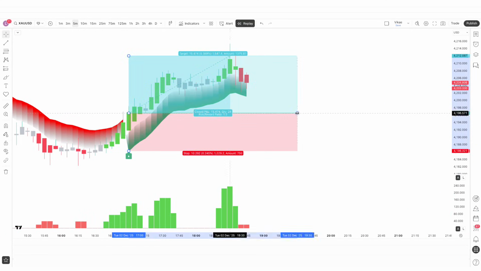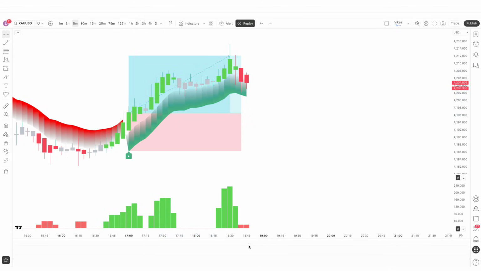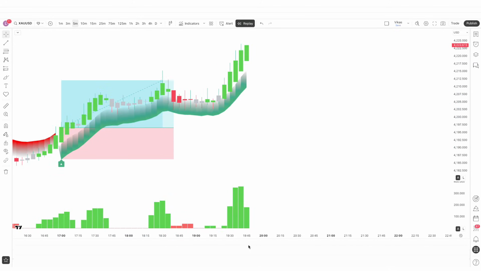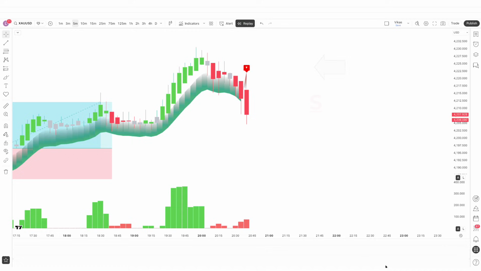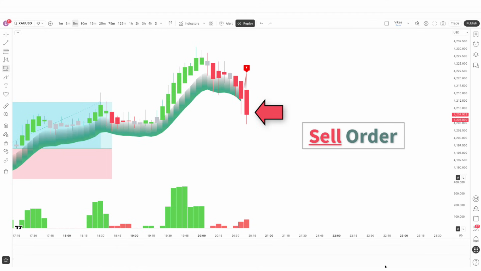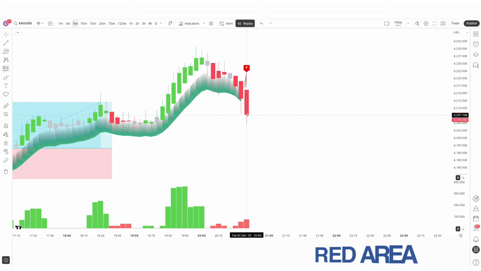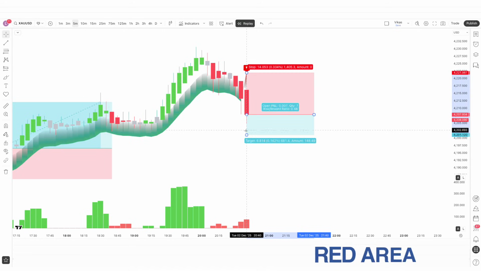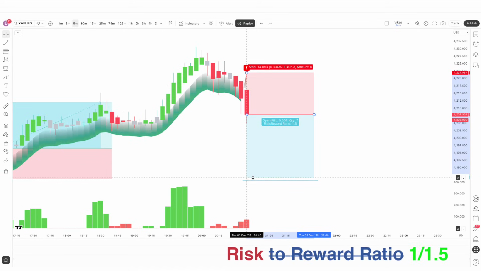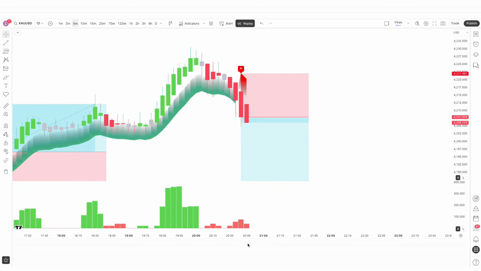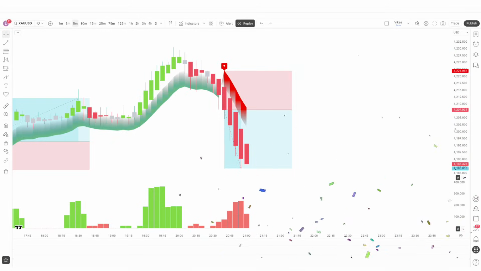Let us now understand the short position. When the SFI Follow Trend arrow of this indicator gives a sell signal, the HHLI oscillator should show red columns, and the market should form a bearish candle. If this condition is fulfilled, then we will place a sell order. Our stop loss is to be placed at the red area, and the risk to reward ratio will be 1:1.5. The market has completely hit the target.